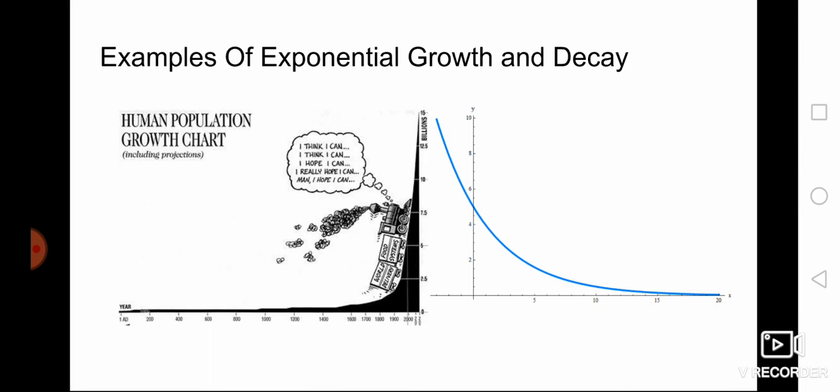Here are some examples of growth and decay. An example of growth is human population. As you can see here, the population is rising massively, and the chart keeps going up and up. And the other chart here, we have an example of decay. For example, the rate of deaths in the population compared to the rate of population increase.